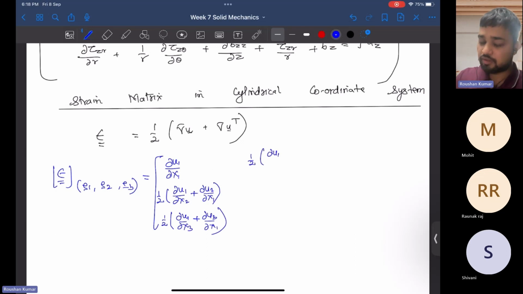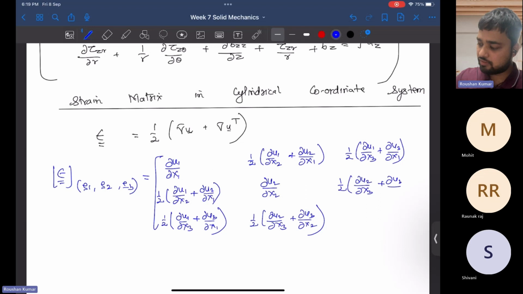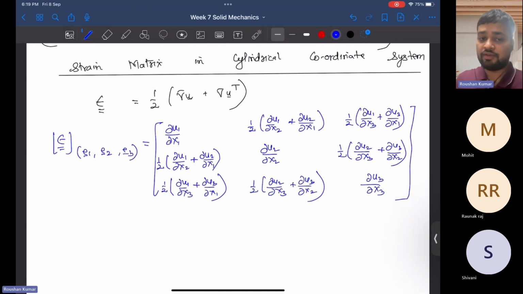Similarly, because the strain matrix is symmetric, we can simply write here half of del u1 upon del x2 plus del u2 upon del x1, del u2 upon del x2, half of del u2 upon del x3 plus del u3 upon del x2, half of del u1 over del x3 plus del u3 over del x1, half of del u2 over del x3 plus del u3 over del x2, then del u3 over del x3. So this is the expression for the strain tensor in E1, E2, E3.